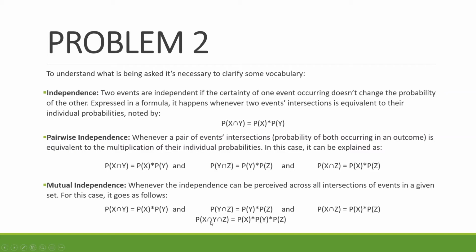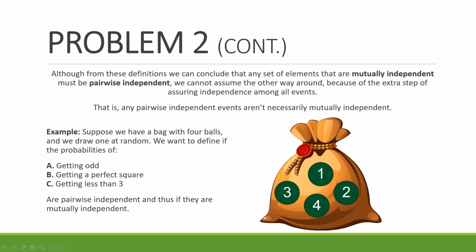So, based on the definition, pairwise independence only relies on 3 operations being true. Mutual independence relies on those 3 and another one. So from here we can conclude, just from looking at it, that any mutually independent events have to be pairwise independent, but not the other way around, because of that extra step of assuring independence among all events.